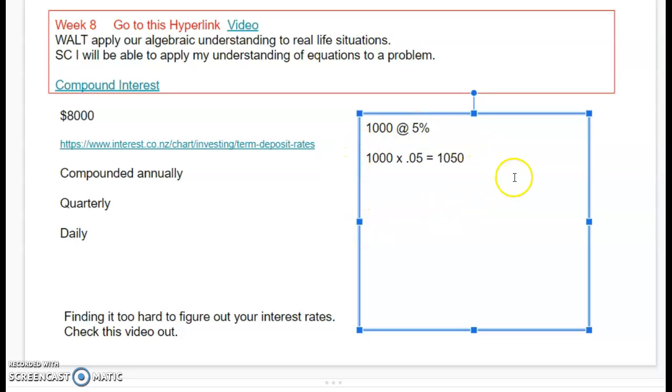So there is a way to figure this out. It's particularly good to have when you're trying to calculate quarterly and daily. And on the next slide, there is another link to a video to help you work that out. But the first thing you have to do is go to this site and find out what your interest rate was when you were born.